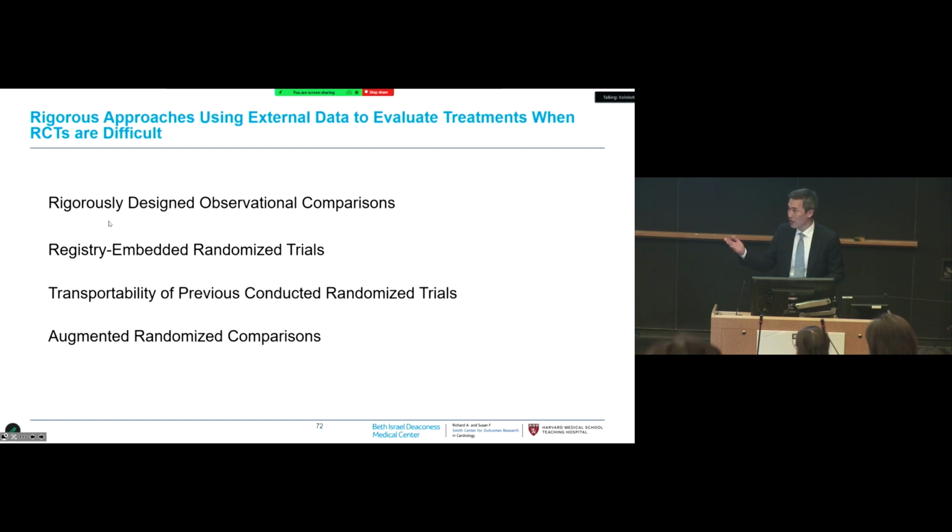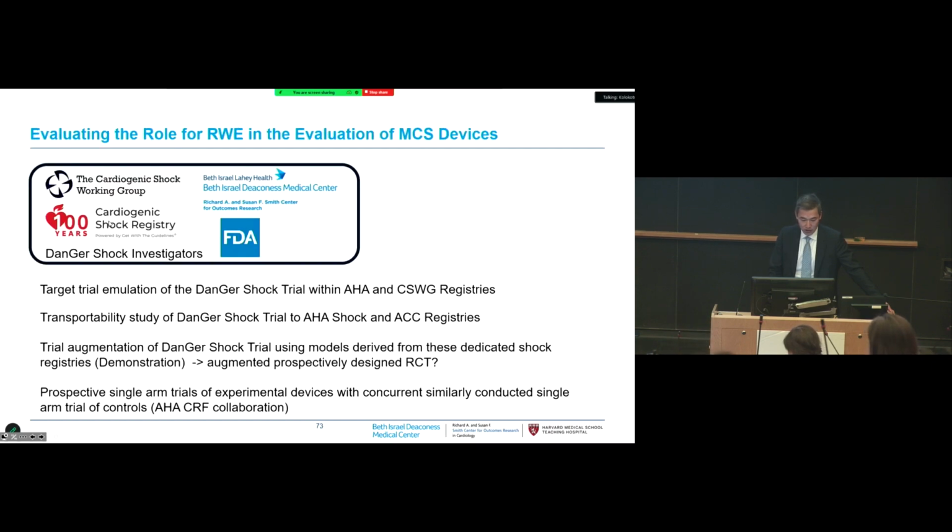Registry-embedded randomized trials. Now that we have these registries, can there be registry-embedded randomized trials in the AHA registry? Last time we spoke, Issa spoke about transportability. And for transportability, we have now a trial that is conducted OUS. So can we learn something about US patients based on a transportability approach, maybe from the study OUS? And then Issa just talked about augmented randomized comparisons, the idea of using external controls, external data to make randomized controlled trials easier, smaller, more highly powered. And so we are doing much of the same.